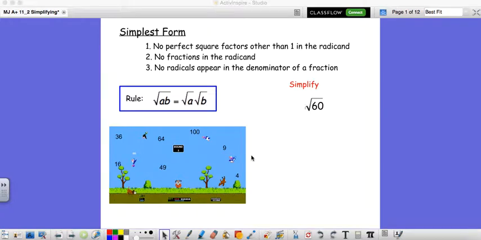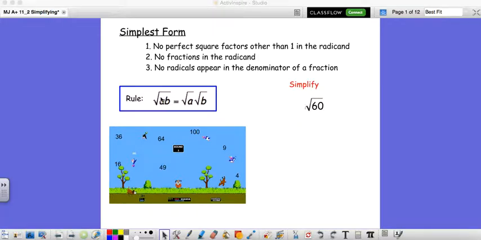Okay, so 11.2 deals with simplifying radicals. And putting a radical in simplest form means the following things. It means that no perfect square factors other than 1 are in the radicand. We'll talk about what that means in a second. We can't have any fractions in the radicand. We don't like taking the square root of a fraction. And then lastly, that no radicals appear in the denominator of a fraction.